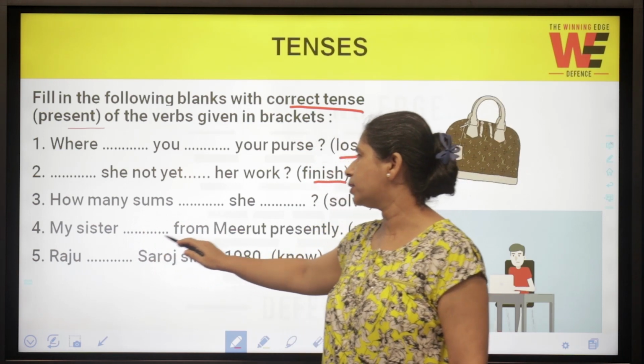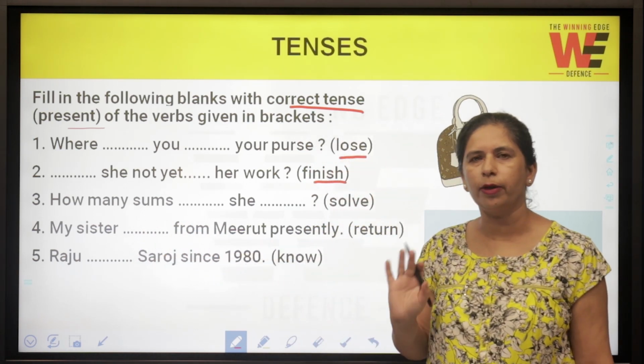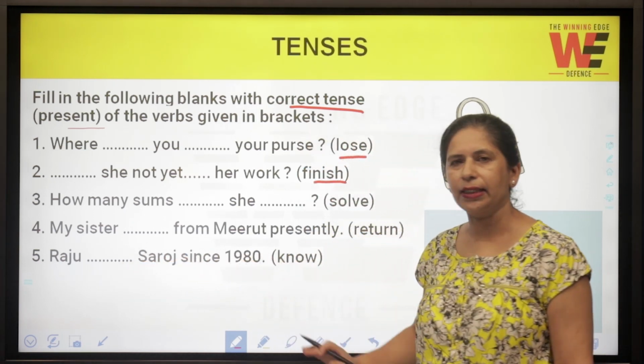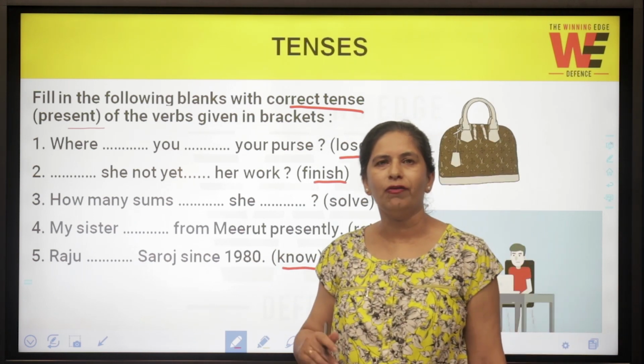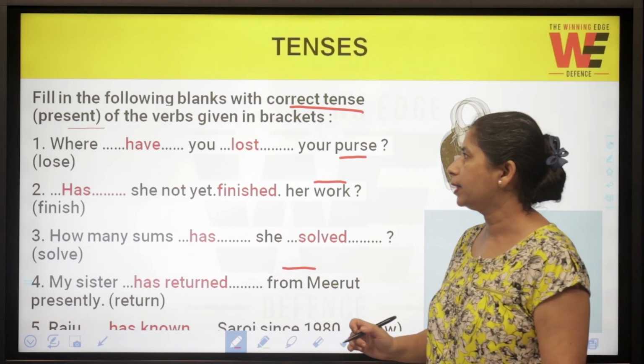Okay, my sister dash from Meerut presently. Return is given to you, that is the verb given to you in the bracket. Raju dash Saroj since 1980. The verb given to you is know. Just quickly solve and then I'll be sharing with you the answers. Okay, so let's quickly see the answers.